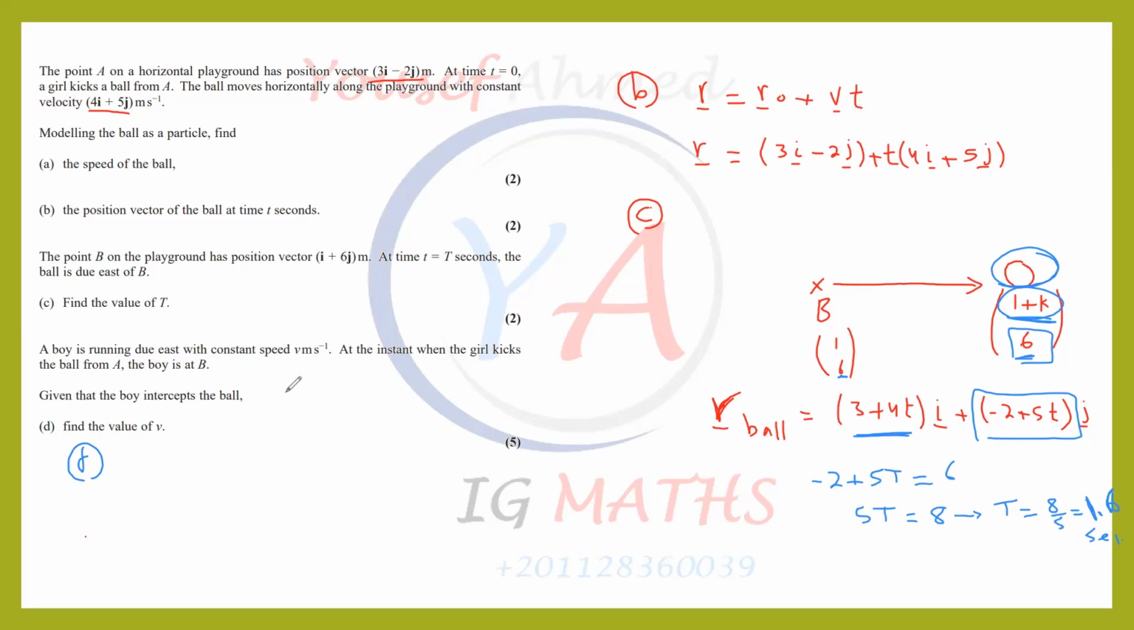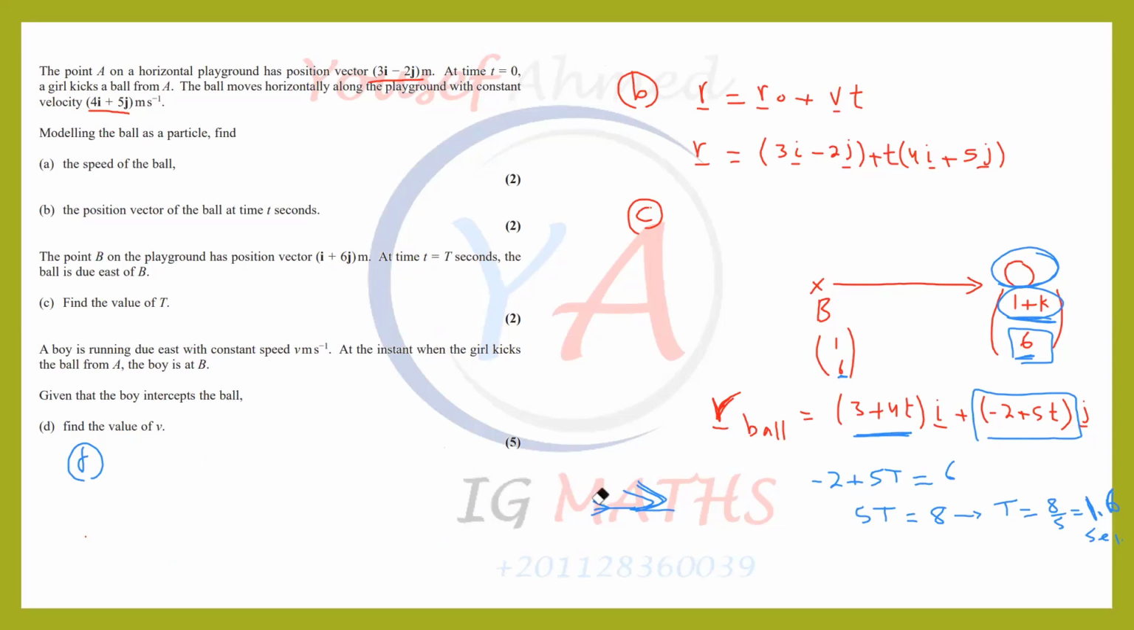Here is point A, where the girl should start kicking the ball. And here, let's say this is B, where the boy starts moving. He will start moving there to the east, and then after moving for some time, both of them will intercept each other. So let's see together.